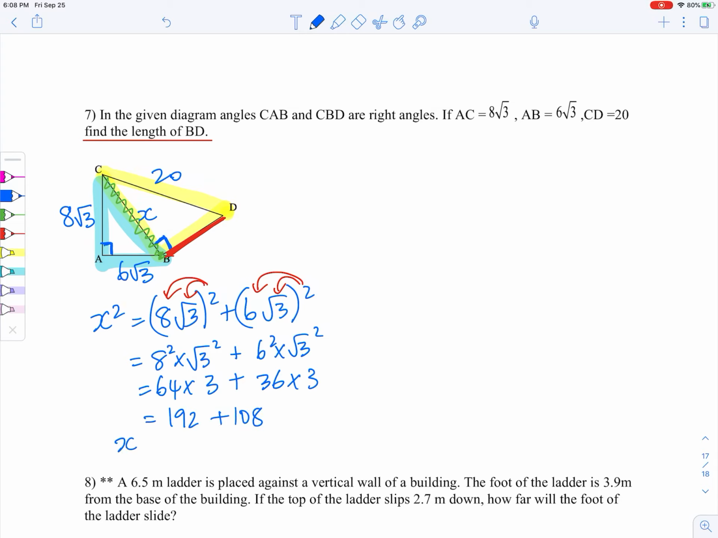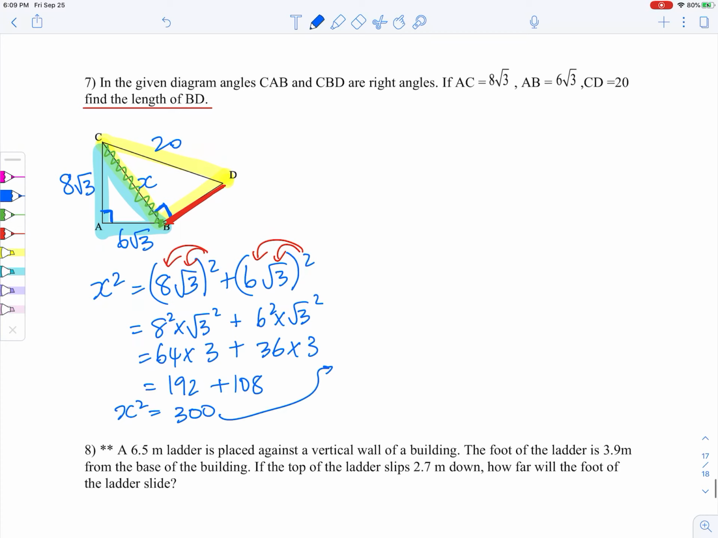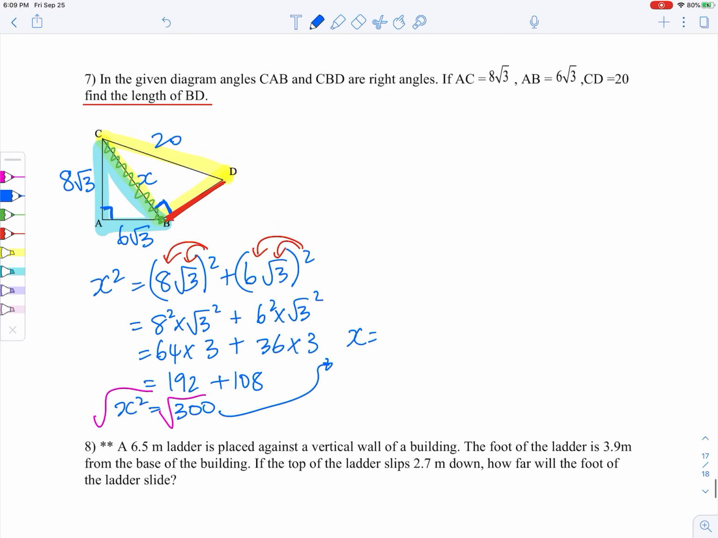So we get x squared equals 300. That means x, because I square root both sides. So x is going to equal, I'm going to break out the 100 right away, so x is going to equal 10 root 3. So that was the first thing we did.